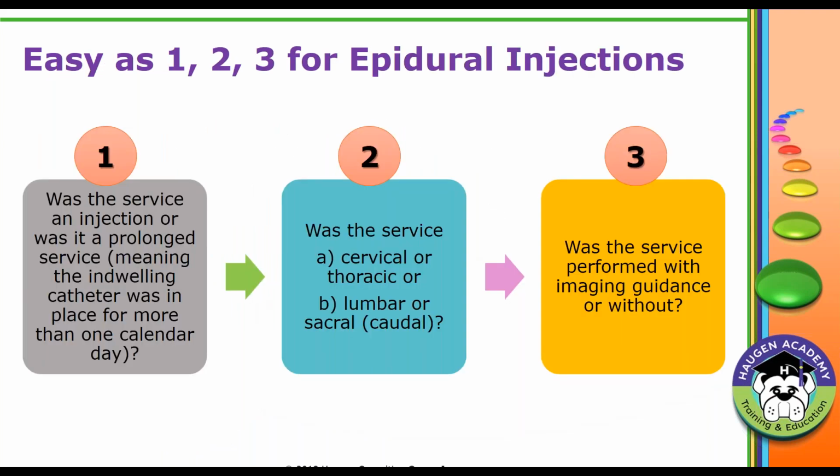And then this screen really just gives us the steps for coding epidural injection. First we're going to need to know, was it an injection or is it an indwelling catheter that's going to be in place for more than one calendar day? And then the location, so is it going to be cervical or thoracic, or is it going to be in the lumbar or sacral region? And then the third step is for you to be able to tell whether the service was performed with image guidance or without.